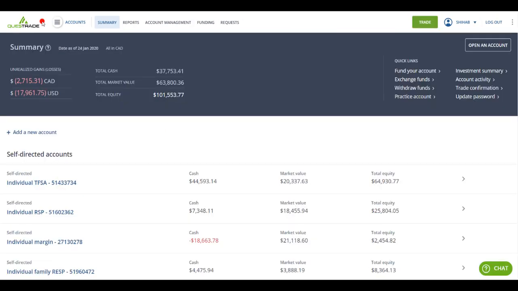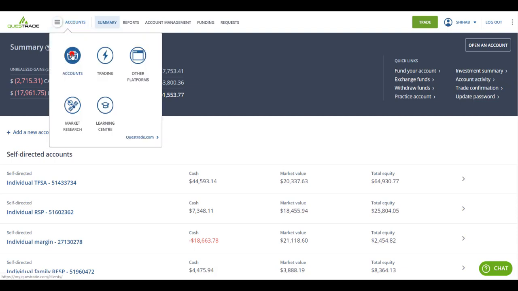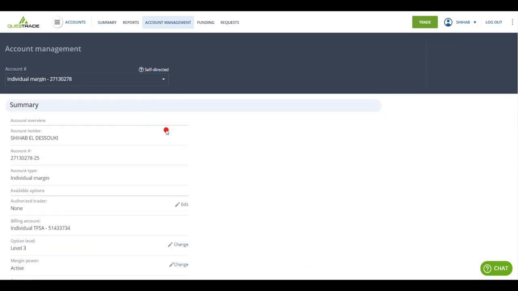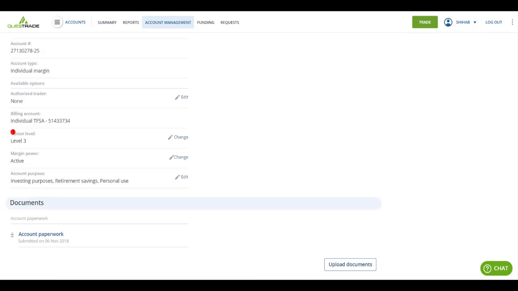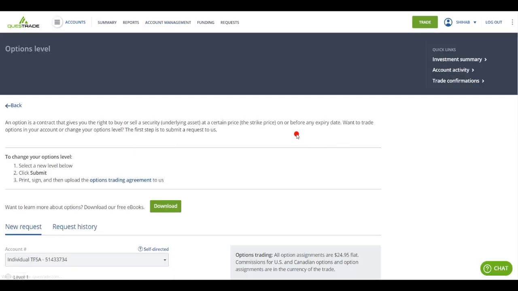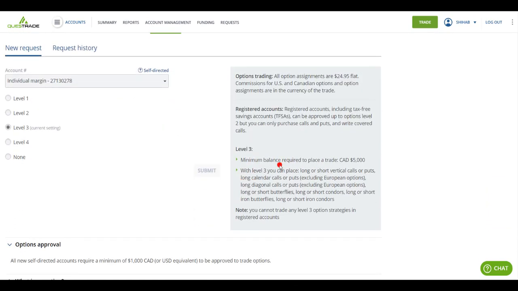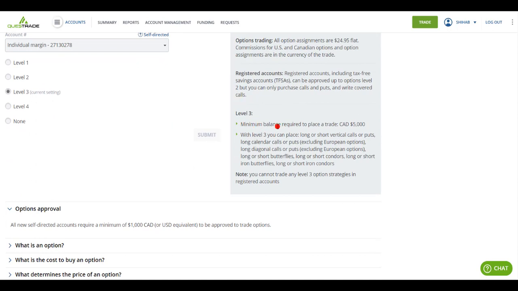To get level 3 options, simply go to accounts, not in your trading interface, but in your accounts interface. You go to account management, and you choose your account if you already have a margin account. Then you have option level over here. You could see here, you could change it and choose level 3. You might have to fill out a form and just send it to them. You could upload it electronically, very easy. And as you could see here, for level 3, the minimum balance required to place a trade is 5,000 Canadian.